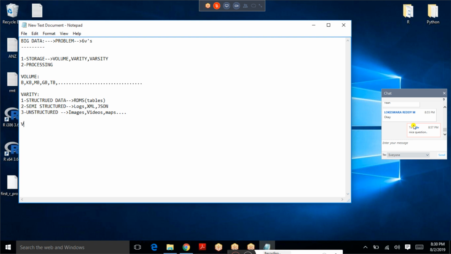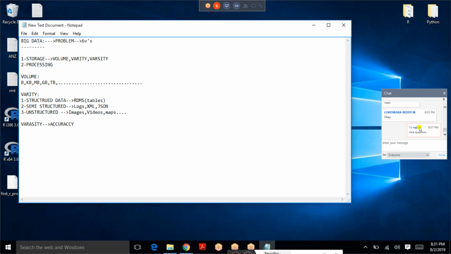And coming to veracity. Veracity is nothing but the accuracy of data. When you ask your database for the details of Sujay, and it gives you the output, how accurately it gives that output is called veracity. Even though we store the data, the question is how accurately it is stored in the database. So that's also going to be one of the problems in big data.